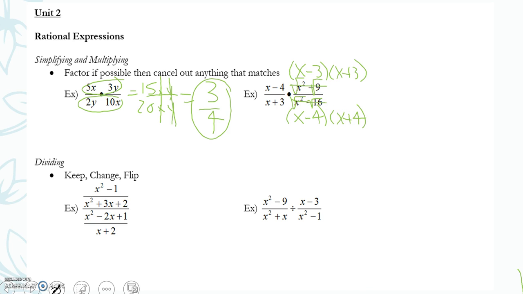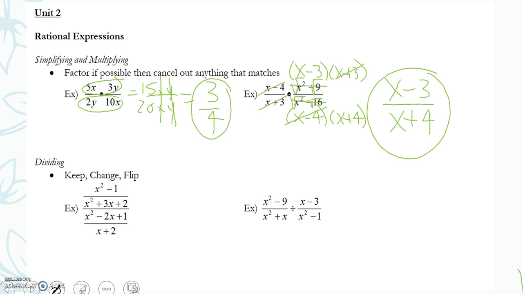Then I cancel out things that are alike. So x minus 4's can cancel, x plus 3's can cancel. So I'm left with x minus 3 over x plus 4. I can't cancel anything else out because they are not matching binomials, so I'm done.